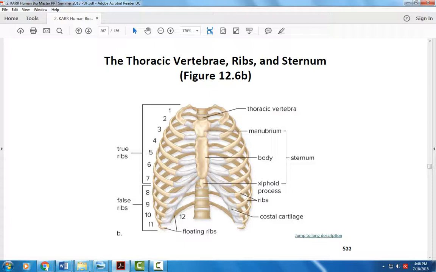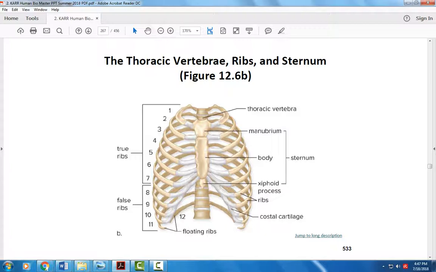If we look at the ribs, we can see we have 7 pairs of true ribs. And then we have 4 pairs of what we call false ribs, because they do not have a direct connection to the sternum. They kind of ride along with another rib. So therefore we call them false ribs. And then there's 2 ribs that have no connection to the sternum. They're just kind of hanging out there, so we call them floating ribs. So we have the true ribs, the false ribs, and the floating ribs.